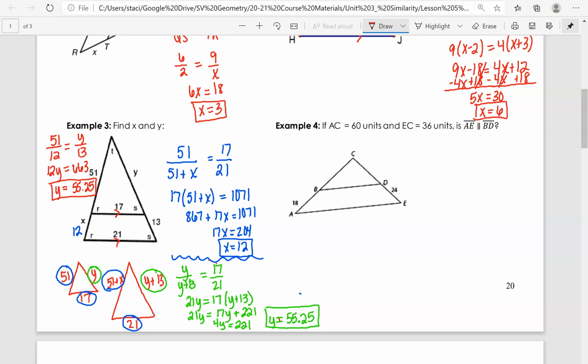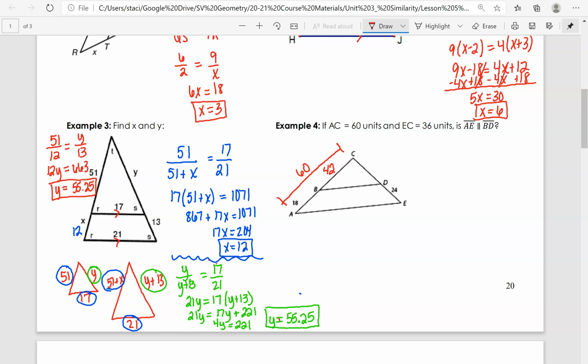All right, and in this last example, it says that if AC is 60 units, so AC is the entire side, I'm going to draw a line showing that and then write that that's 60. And so the first thing that comes to my mind is, okay, if AB is 18, 18 plus whatever BC is has to add to 60. So if I do 60 minus 18, which gives me 42, I now know this length of BC.